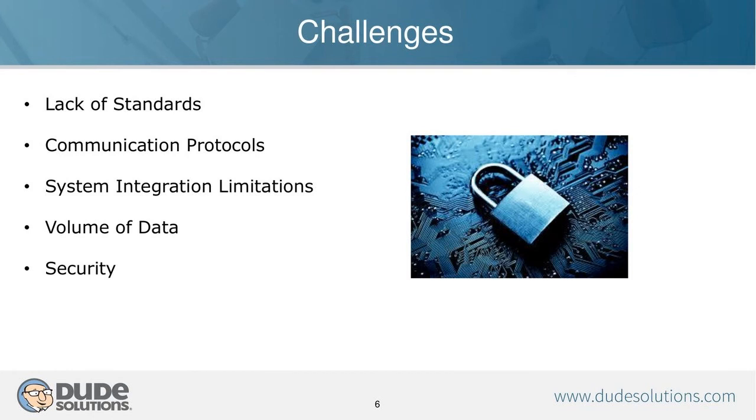So what are some of the challenges of the Internet of Things? We're going to talk about lack of standards and communication protocols, system integration limitations, and the volume of data that's being collected or that may want to be collected. And then finally, obviously, with all of this information traveling either within your network or out in the cloud, what else is more important than security?